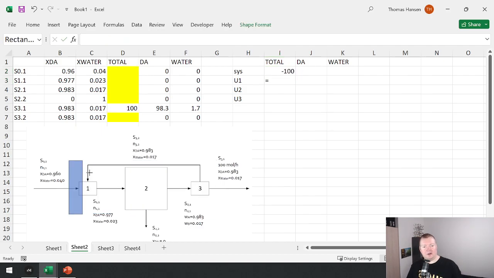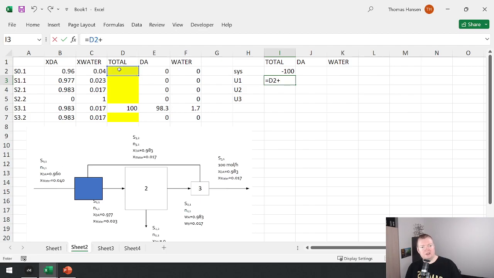Then we look at our first unit operation. What do we know about this one? Well, I know that stream 01 goes into it. I also know that 3.2 goes back into it, and I know that stream 1.1 exits it. So stream 01 plus 3.2 minus 1.1. That's my balance for that one.